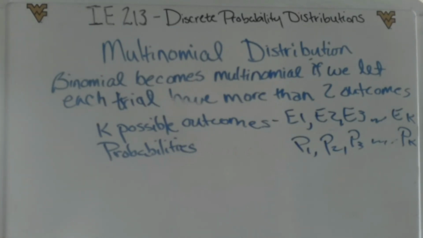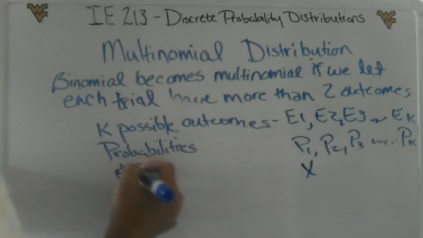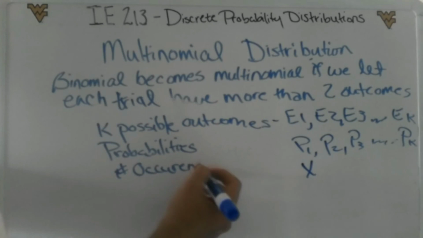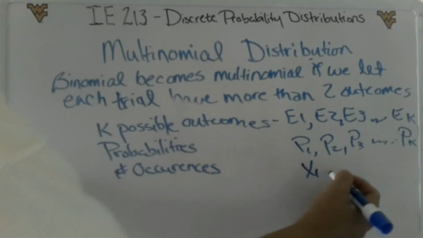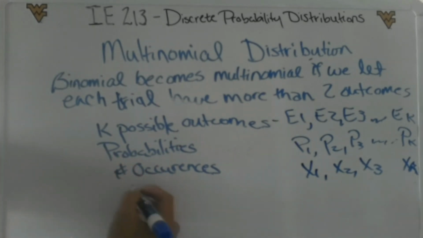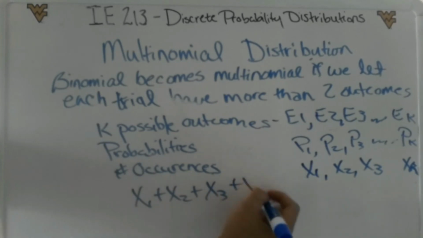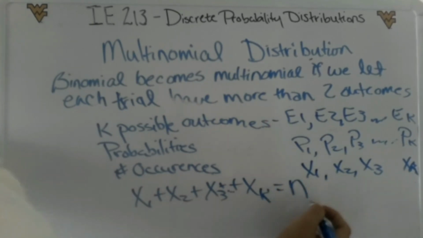And then the multinomial distribution gives the probability that E1 occurs x1 times, that E2 occurs x2 times. So these are the numbers of occurrences, x1, x2, and so on. All of these x's, x1 plus x2 plus dot, dot, dot, plus xk, have to equal n, the total number.